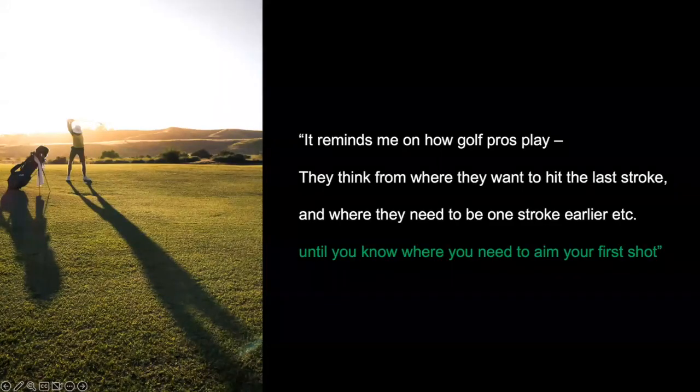This quote was brilliant. As you see, I dedicated a whole slide to it because this is really the gist of exercise number 2. And whoever wrote this wrote it like this. It reminds me of how golf professionals play. They think from where they want to hit the last stroke and where they need to be one stroke earlier, and so on, until you know where you need to aim your first shot. That's precisely the point. Let's start with the desired impact and then go backwards to the very first step we need to do. In this exercise, we also go further backwards because we go to the history as well. So again, excellent thing. And if professional golfers do it, then professional facilitators should do it as well.